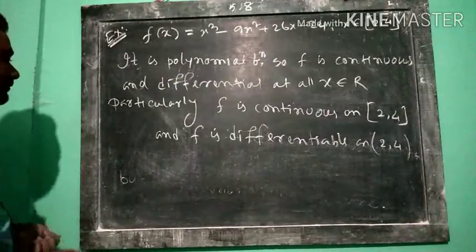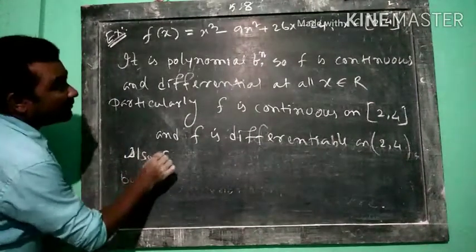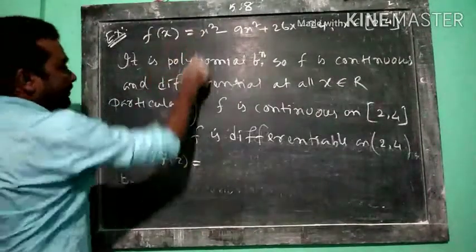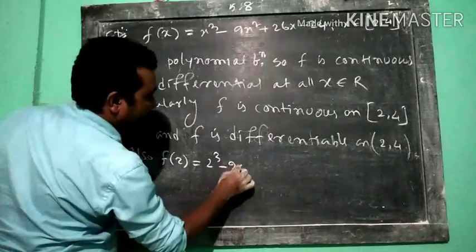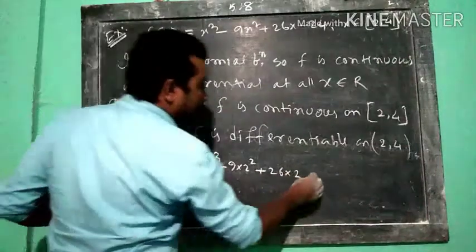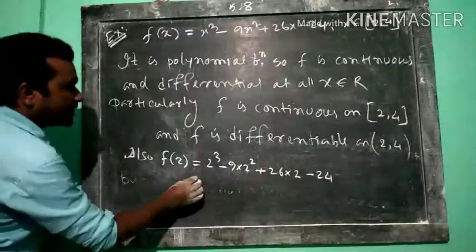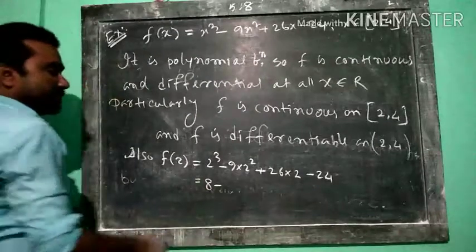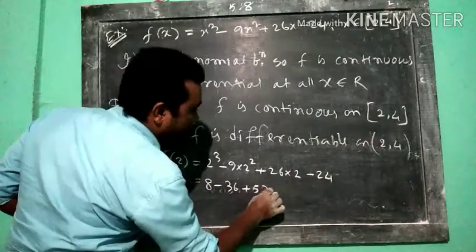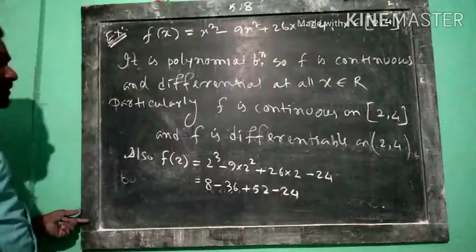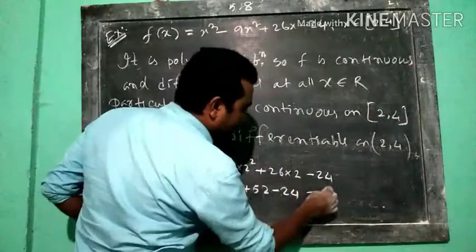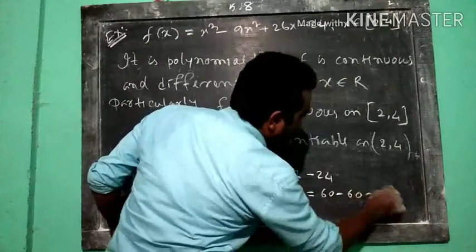Also, f of 2 equal to what? x is replaced by 2. This is 2 cube minus 9 into 2 square plus 26 into 2 minus 24. The value of this is 8 minus 36 plus 52 minus 24, which is 60 minus 60, equal to 0.